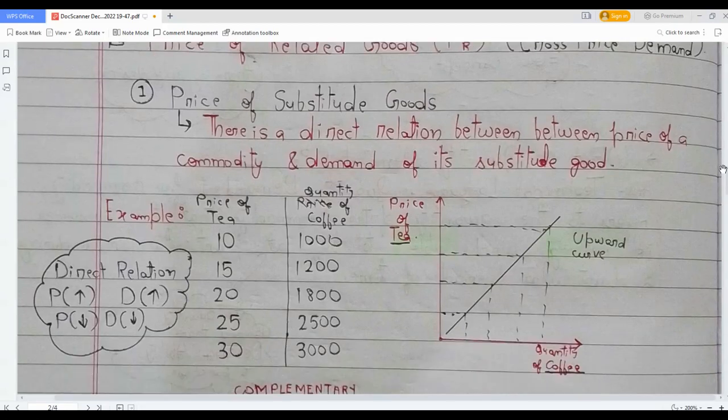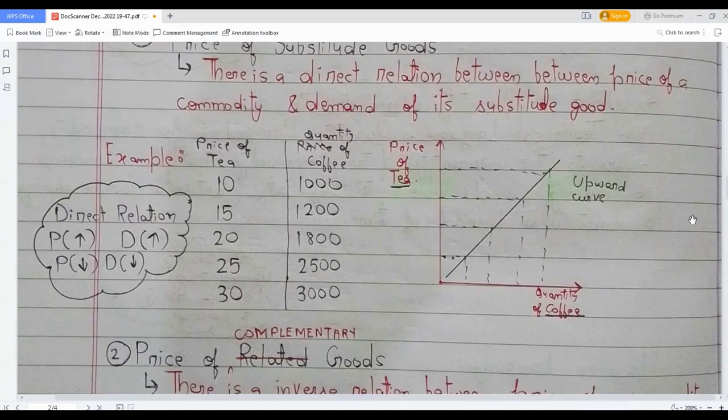Now let's see what is there. It means that when the price of tea increases, the demand for coffee increases. Here the example is given: price of tea and price of coffee. The price of tea increases, the quantity demanded of coffee also increases. See the example: this is the upward sloping curve where the price of tea and quantity of coffee is shown. This shows a direct relationship between the price of a good and demand of its substitute goods.